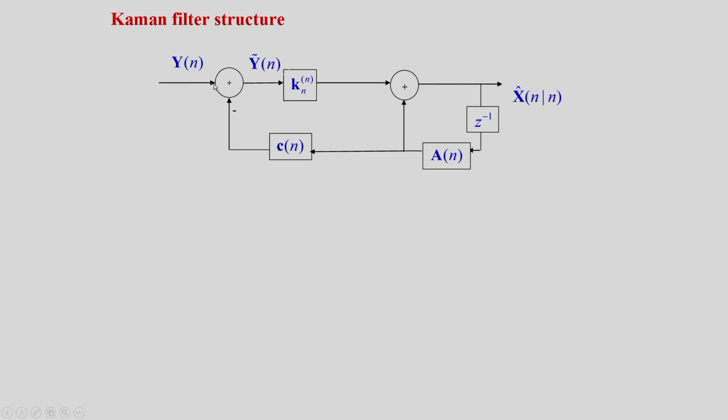So, yn is the input signal and this is the output signal, and normally we denote it by x hat n given n, the estimation of the signal at instant n. And this is delayed by 1 unit. Here we will get x hat n minus 1 given n minus 1. And then if we multiply it by the An matrix, we will get the predicted signal. So, this is x hat n given n minus 1, the predicted signal.